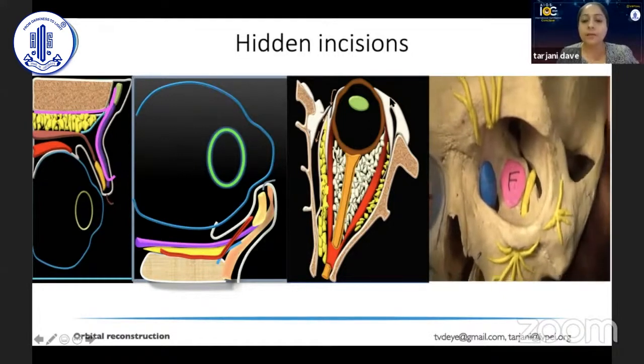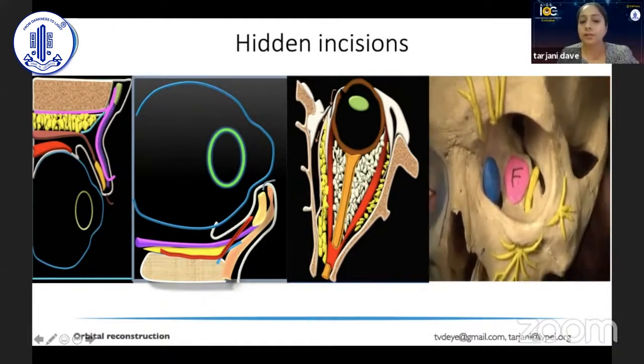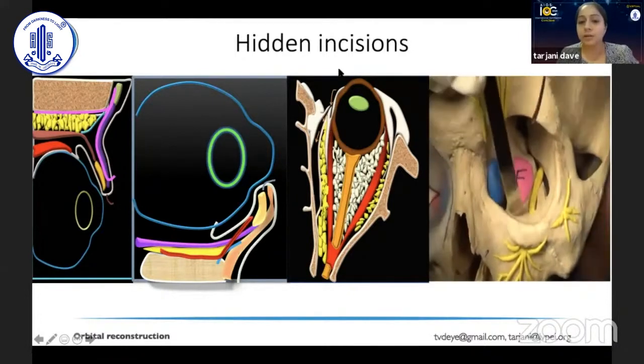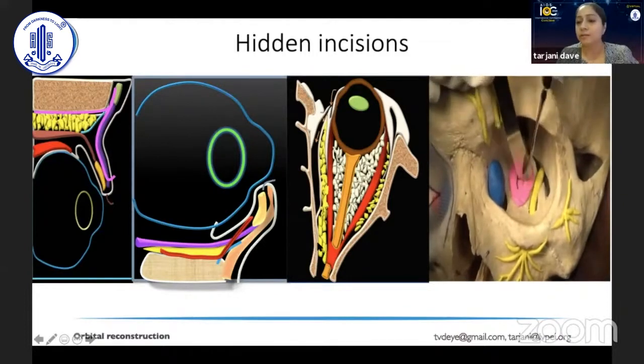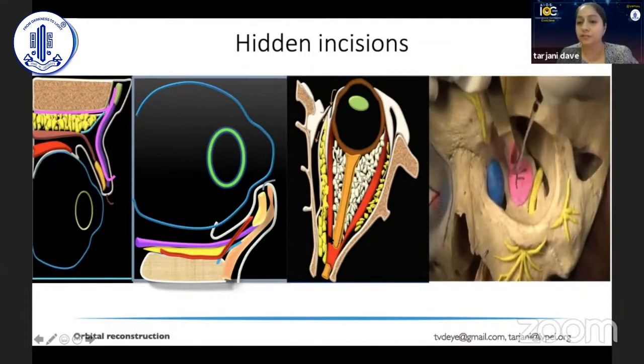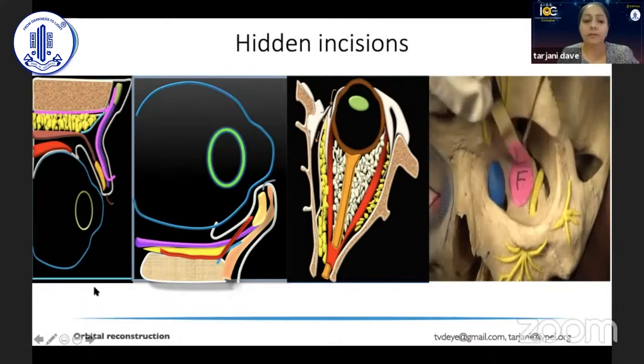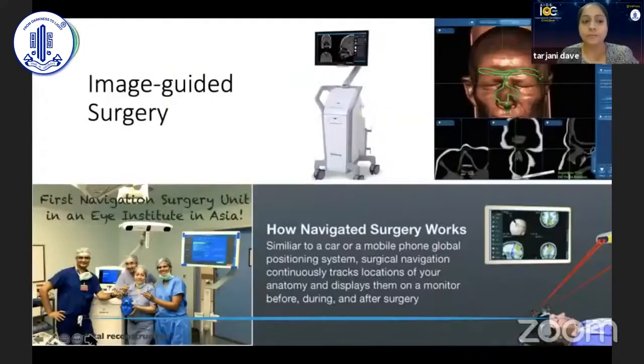And the third one is your transcaruncular incision, popularized by Goldberg, that actually allows you access to the entire medial wall, especially in those complex ones where there is a bony fragment impinging on the optic nerve posteriorly, or where you have associated medial wall fractures.